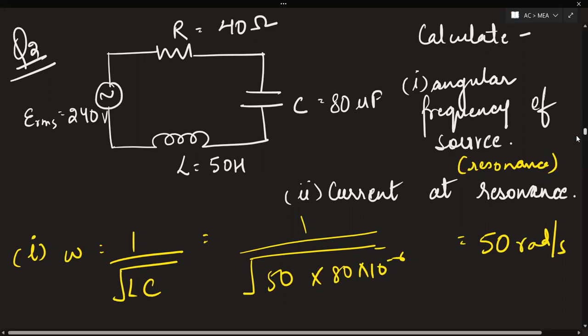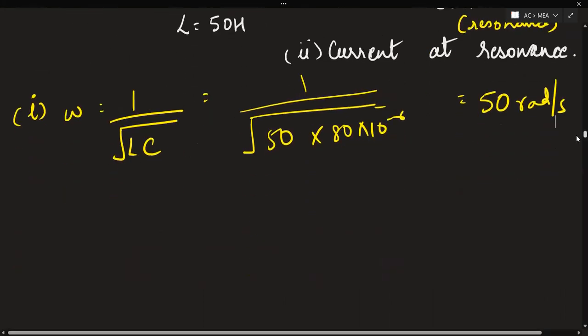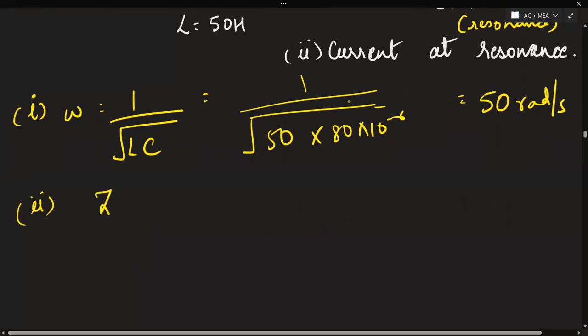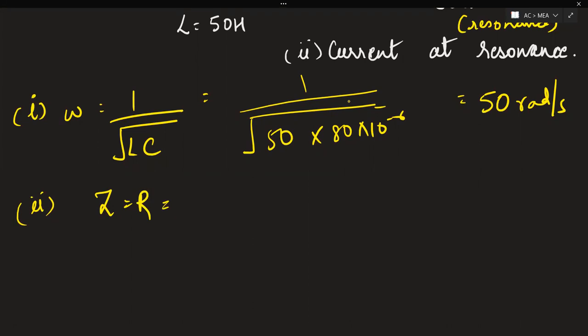Second is the current at the resonance. Somebody had answered also. I think it was Samira. Yes, Samira, your answer is right. Here we had to initially calculate the impedance. Now at resonance, we already know that impedance is equal to the resistance at resonance. And the resistance value is given as 40 ohm. So this will be 40 ohms.